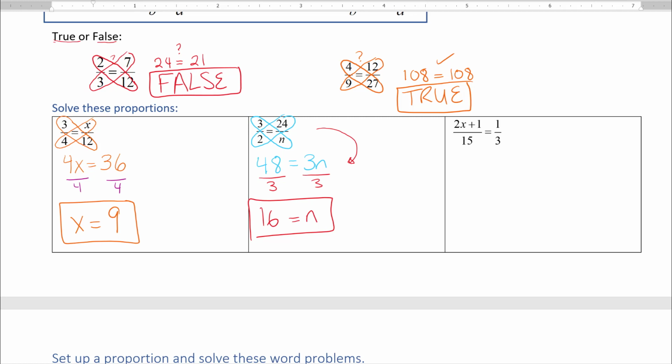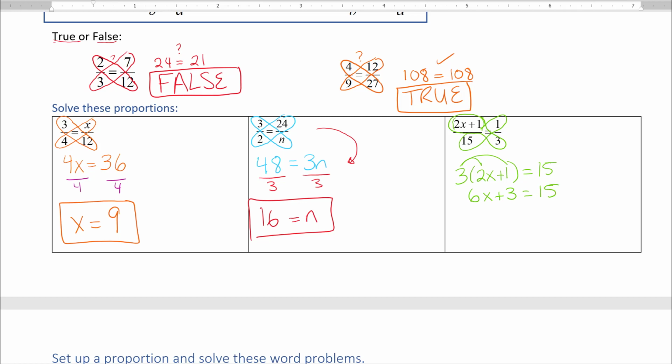On our next problem, we have 2x plus 1 over 15 equals 1/3. We're solving for x. So when I cross multiply, I'm taking 3 times 2x plus 1. Now 2x plus 1 needs to have parentheses around it because I'm multiplying 3 by the entire 2x plus 1, not just the first term, but the whole term. Next, I take 15 times 1, and that gets me 15. So if you ever have a binomial in the top or the bottom, be sure that you put parentheses around it. 3 times 2 is 6x. 3 times 1 is 3.